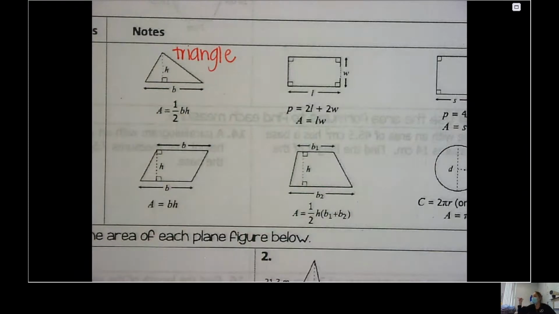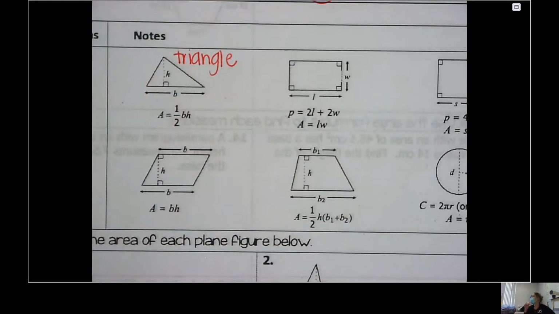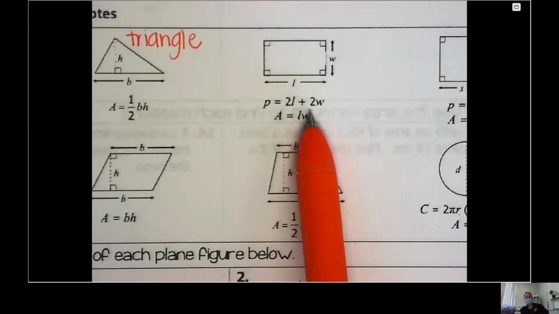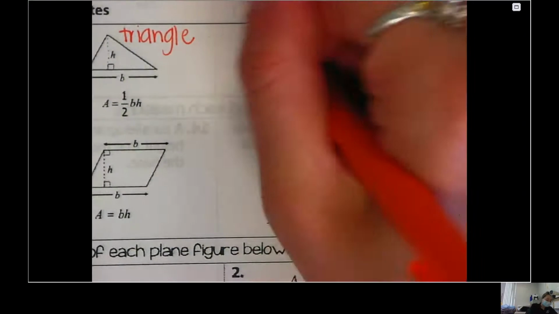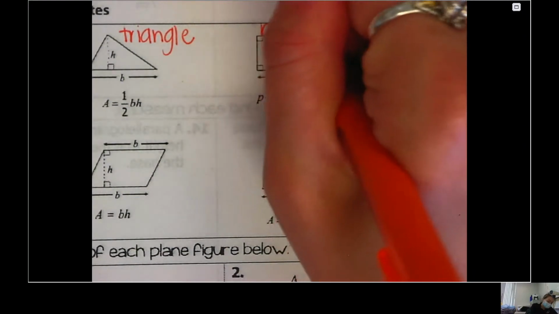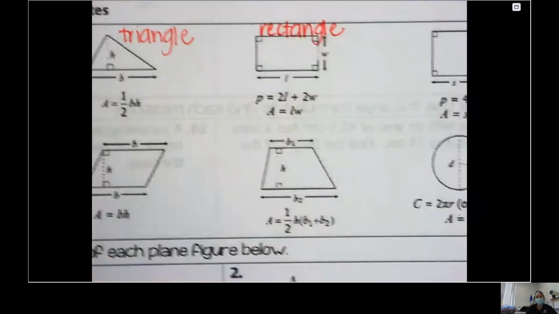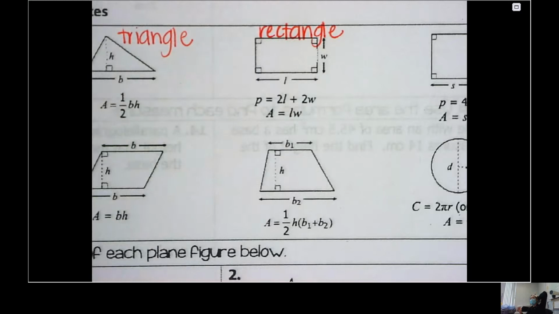We don't put the little multiplications every time. If there's nothing there, it's assumed that it's multiplication. All right, second one, what's that a picture of? A rectangle. I know it seems silly to write it out, but it'll make your life easier. My area is length times width, which is the same thing as base times height. You can do it either way.